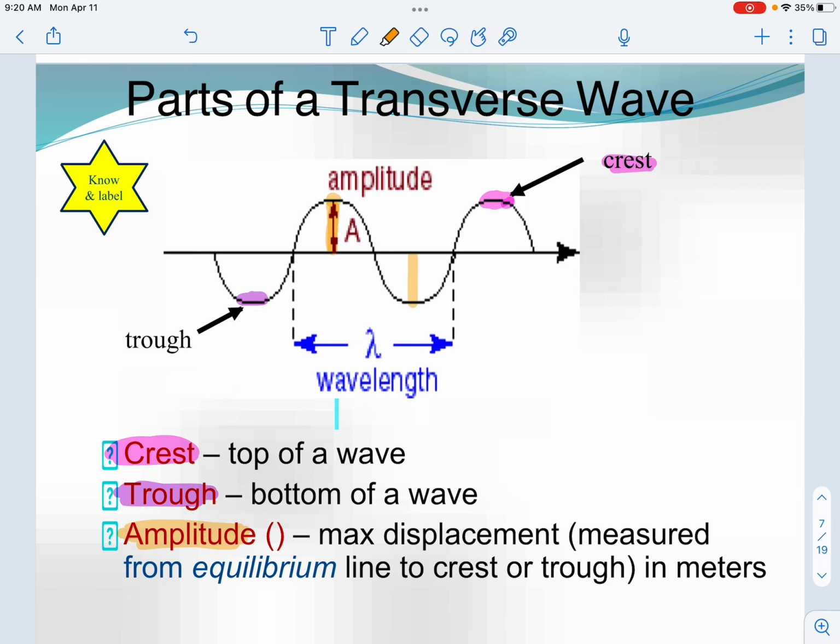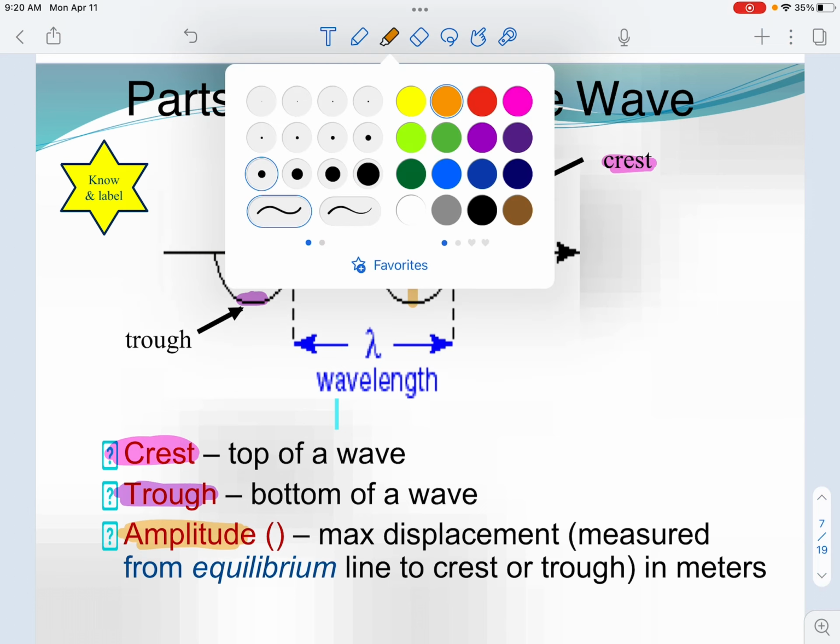Amplitude can be measured on either the positive or the negative side. It doesn't really matter as long as we measure it from that equilibrium point to the greatest displacement. And then here on the screen, we have a new vocabulary word called wavelength.